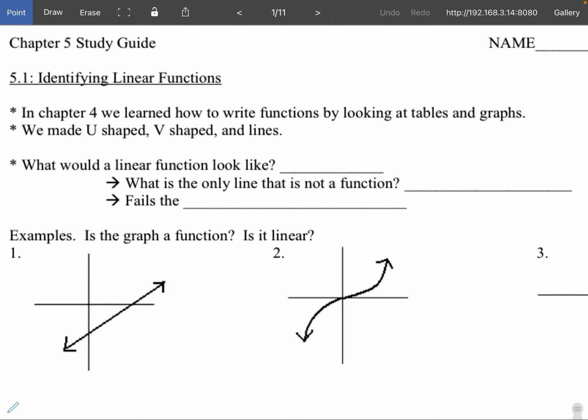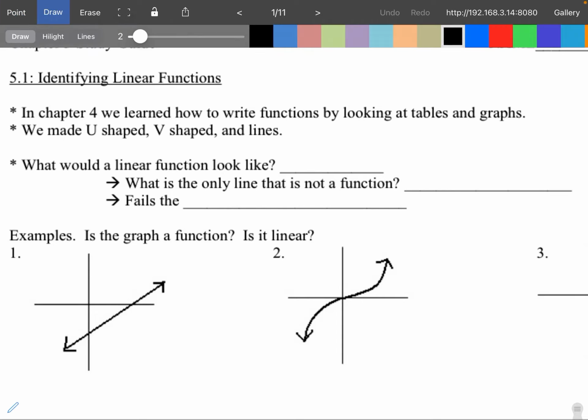All right, so we've already been looking at graphs with functions, with tables and mappings and the actual graphs, right? And you can see up there at the top, it talked about we made U-shaped graphs, V-shaped graphs, and lines. But now we're going to tie together the idea of a function and a graph that makes a line. So we're going to be looking at linear functions. If you graph a linear function, it's just a straight line, that's all. So that's the first blank there. So it's a straight line.